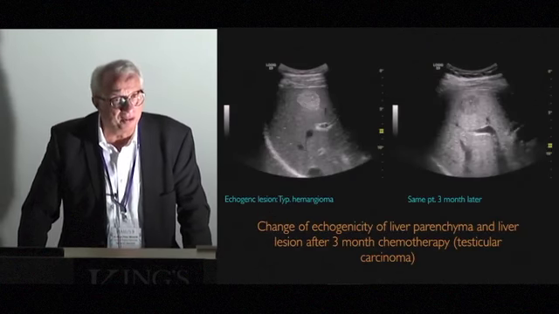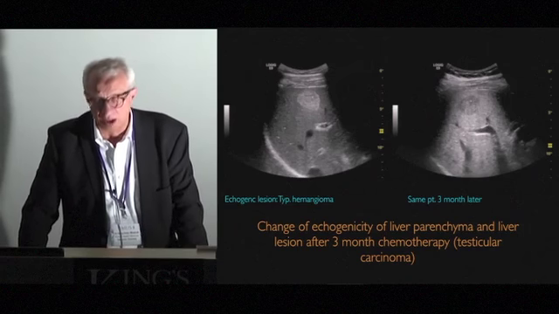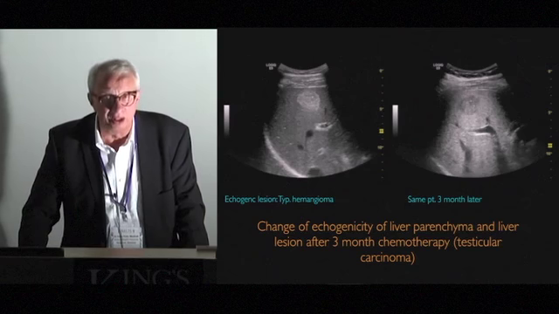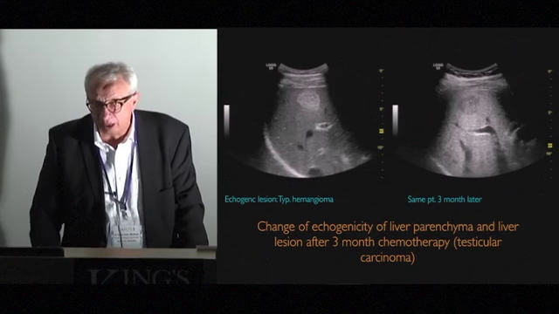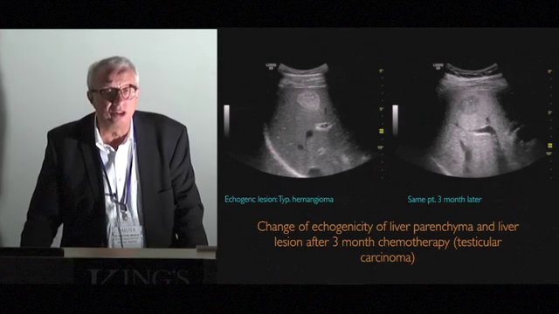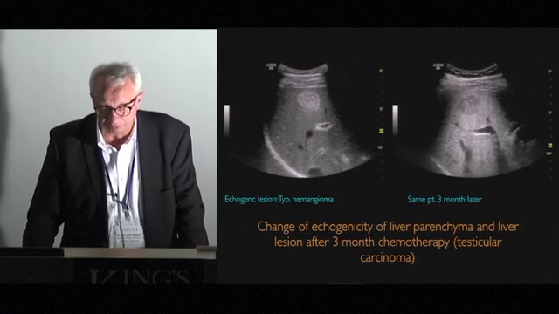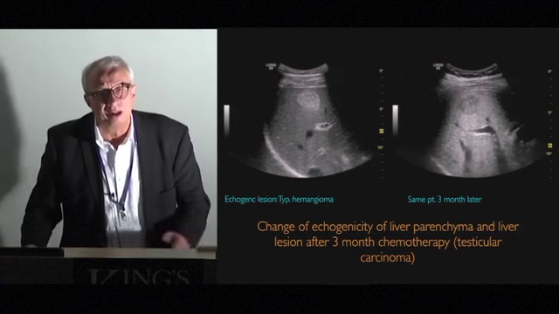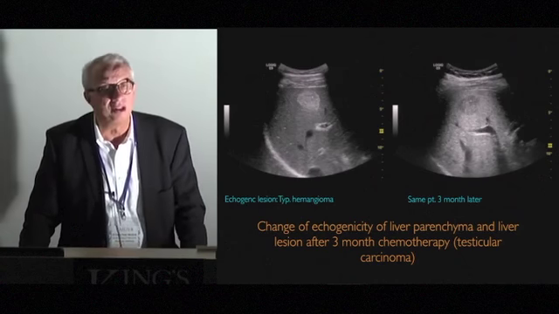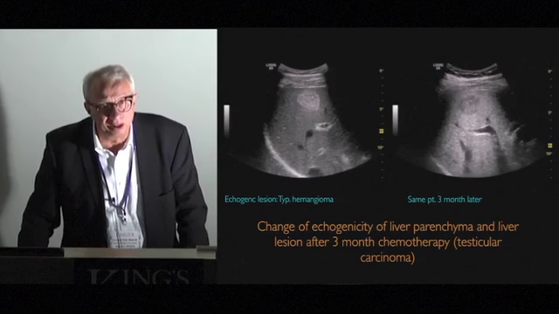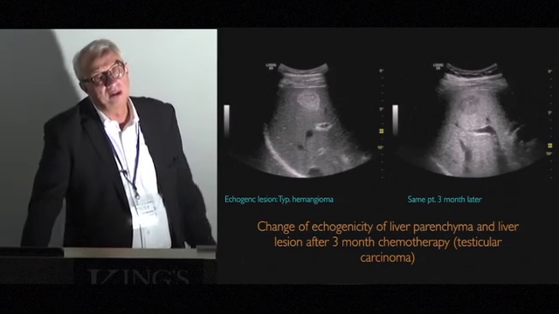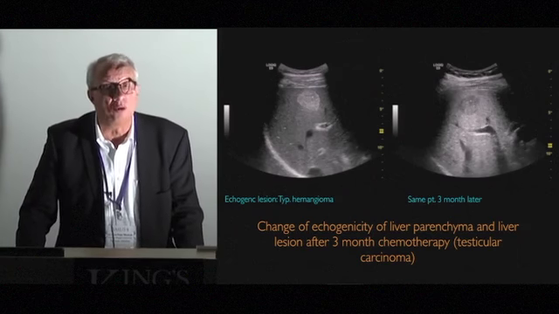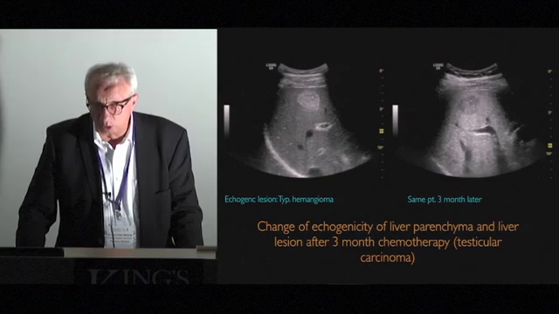Okay, so this is another case of a 23-year-old male who came with a testicular tumor, highly malignant, and he came with this lesion in the liver, and that was, of course, a hemangioma. But then he received chemotherapy, and under chemotherapy, the liver experienced fatty changes. And due to the fatty liver disease that he now has under 3 courses of chemotherapy, the hemangioma looks like something else, it doesn't look typical anymore for a hemangioma. But of course, it's still the same.